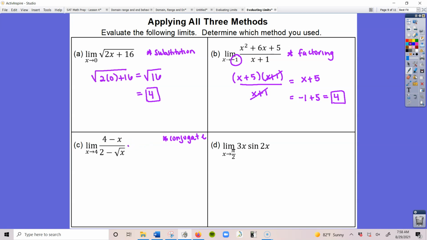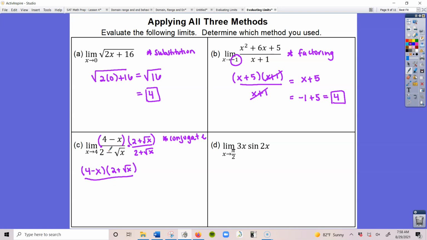So I'm going to multiply both the numerator and the denominator by the conjugate of the square root expression, which would be 2 plus the square root of x. Remember, only switching the middle sign there. The numerators are not conjugates, so remember we're not going to distribute. So 4 minus x times 2 plus the square root of x.